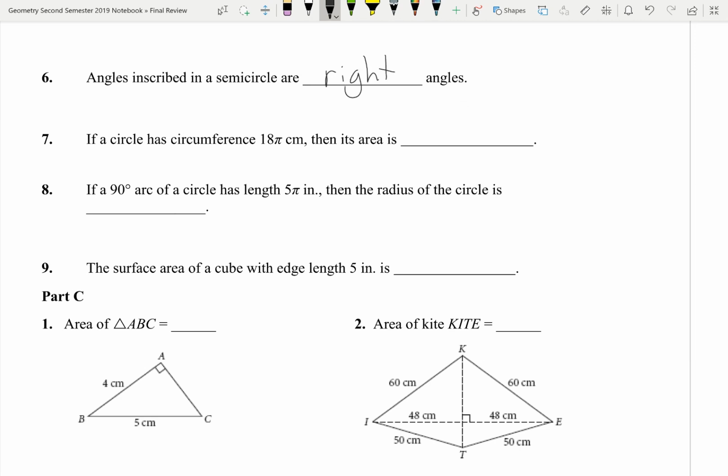If a circle has a circumference of 18 pi centimeters, then its area is what? Well, if the circumference is 18 pi, that means your diameter is 18, because pi times diameter equals circumference. So your radius would be 9. So the area is pi times 9 squared, or 81 pi.